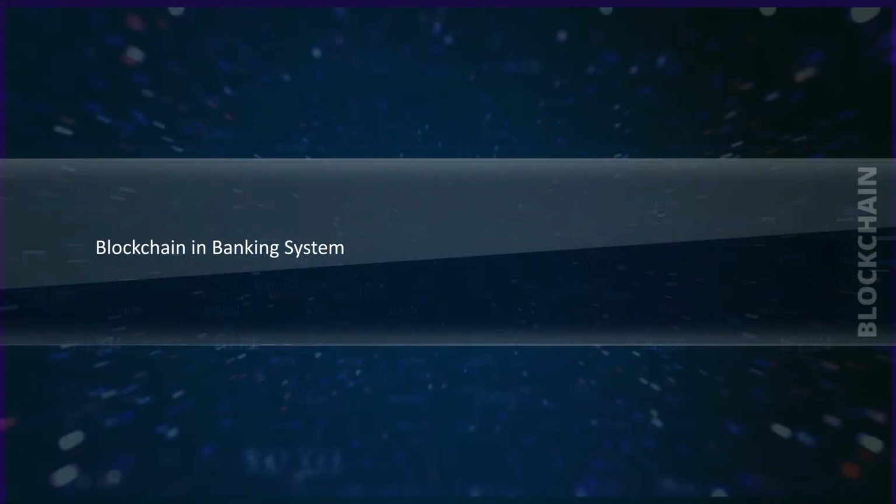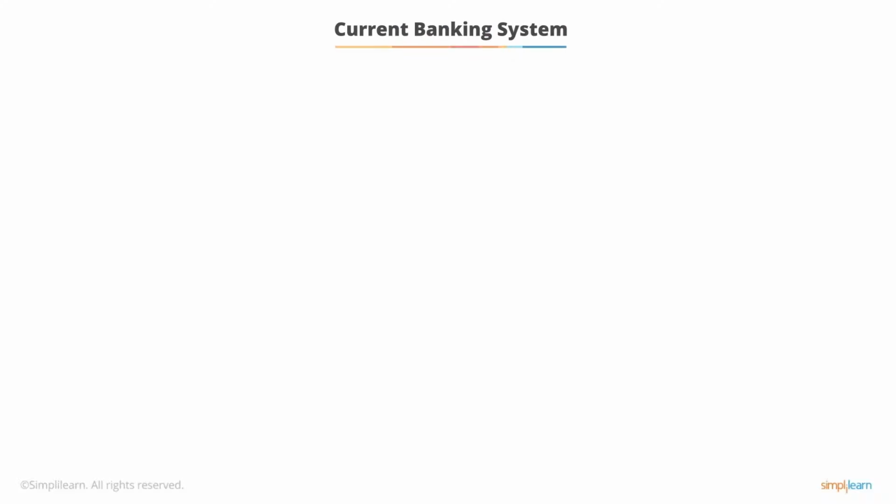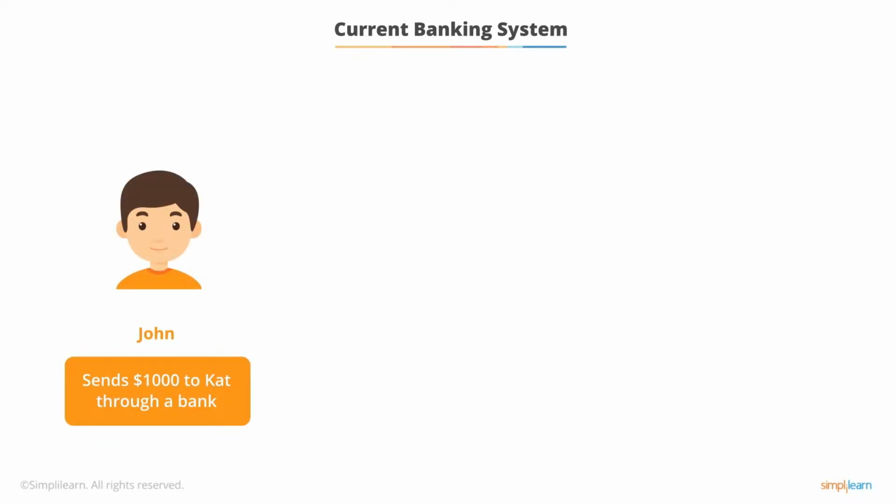Current banking system. The transactions made in the current banking system come with a number of issues and drawbacks. Consider an example where 2 people are doing a cross-border payment. One person is based in the US, let's call him John, and John's friend Kat is based in India. Now, John wants to transfer $1,000 to Kat in India.